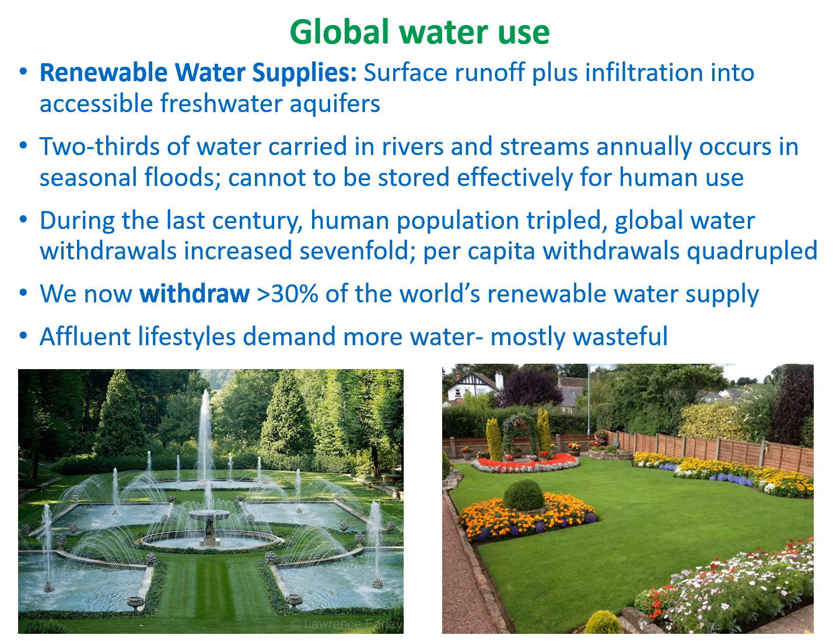So, about two-thirds of the waters carried in rivers and streams in the world annually results in seasonal floods, right? And that particular amount of water is not stored for any future human usage. And during the last century, human population has grown by threefold, and in response to that, global water withdrawal has increased by sevenfold, right? And the per head withdrawal has increased by fourfold, increased 4 times.